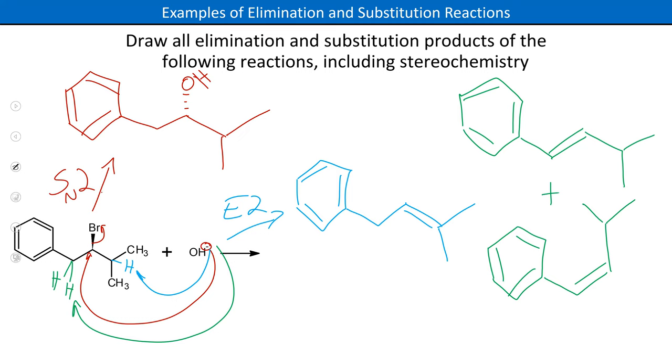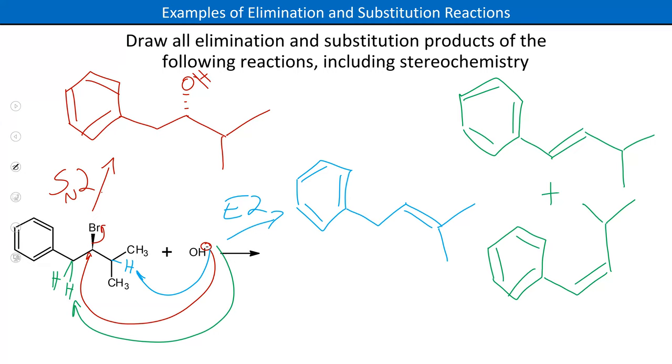So out of the two, green, which one would be favored? Trans. The top one here. When it comes to picking the major product out of all four of these possibilities, it gets really tricky though.